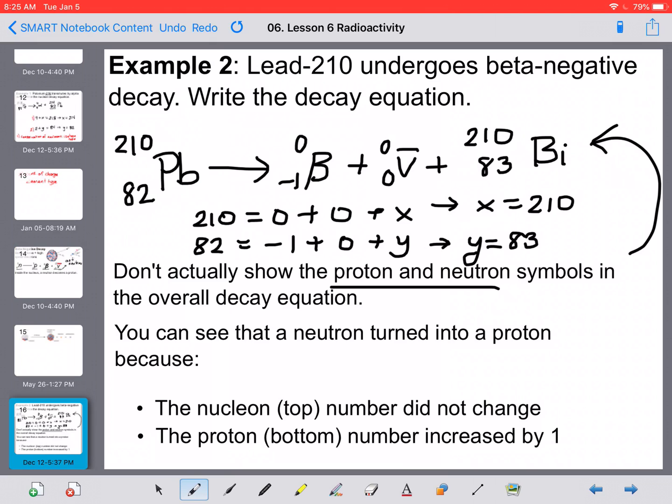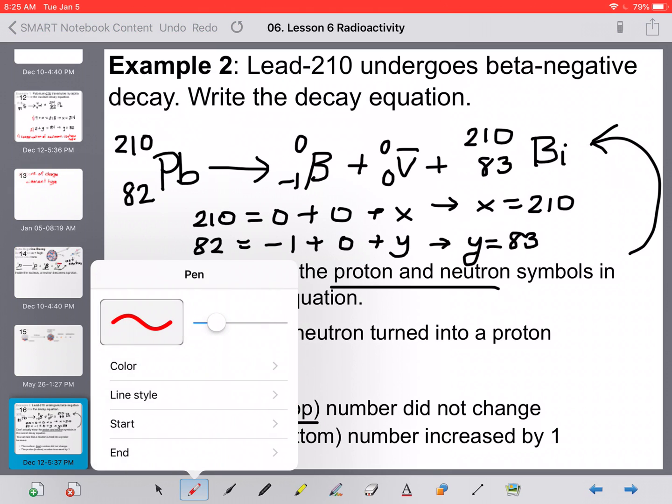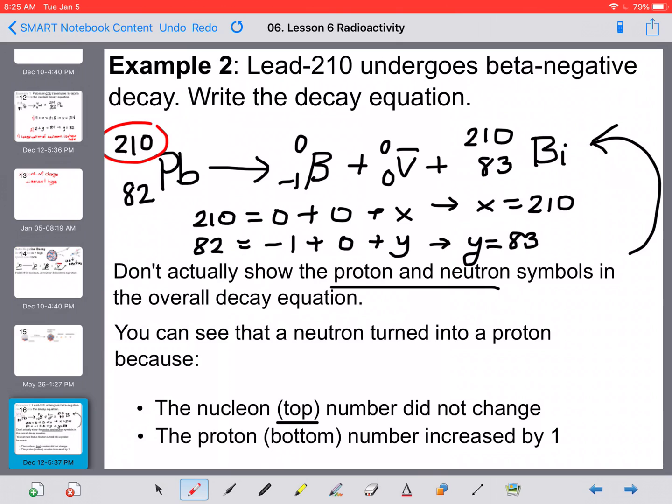Because if you look, the top number didn't change. So 210 here is still 210 there. That means that the nucleus contains the same number of particles. It has the same number of nucleons in it. Remember that nucleons means protons and neutrons together. So the total number of things in the nucleus is still the same, but if you look, the bottom number increased by 1. The bottom number is just the number of protons. So in our parent nucleus, we start with 82 protons.